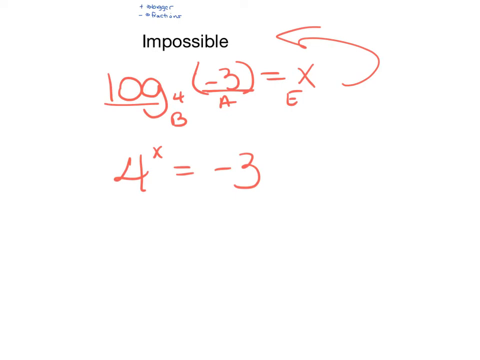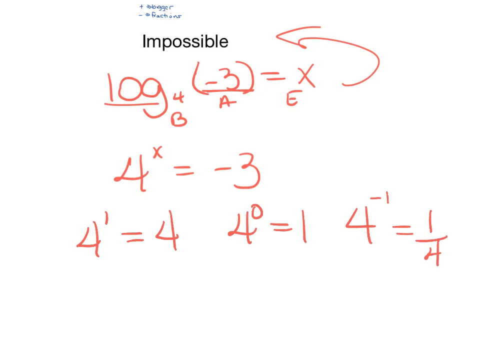Because watch what happens when I plug in a 1 for the exponent. I get positive 4. If I plug in 0 for the exponent, I get 1. If I plug in a negative number, it doesn't make the number negative, it makes it a fraction. So when I plug in negative numbers, I get fractions and it gets smaller. If I plug in positive numbers, the bigger the positive number, the bigger the answer gets. So I will never get a negative number out of a log.